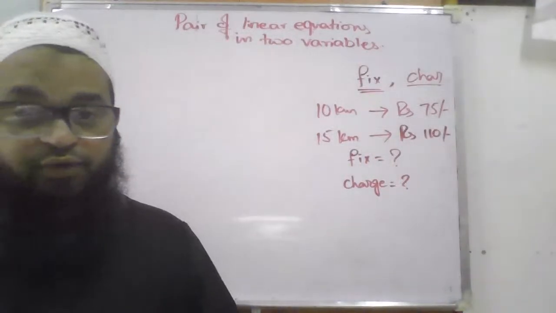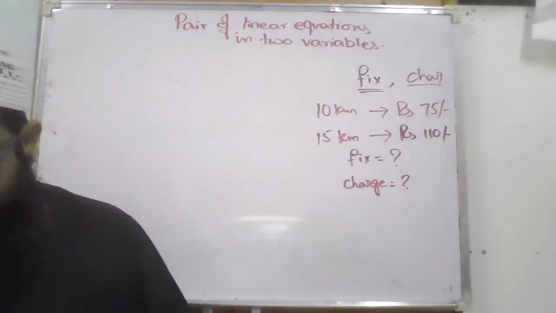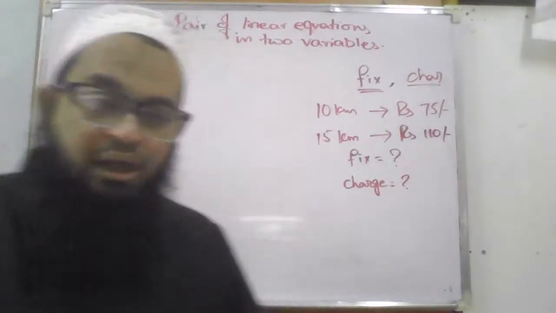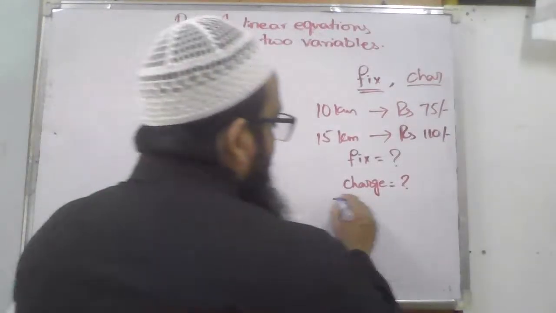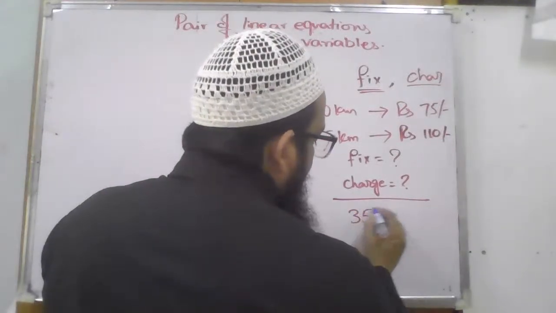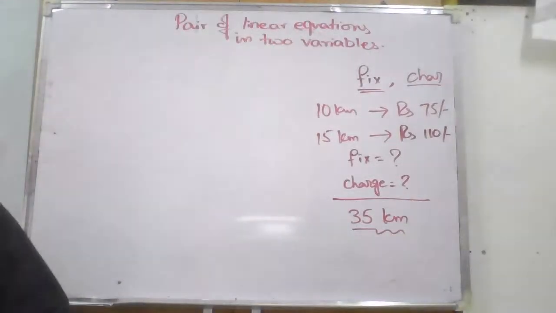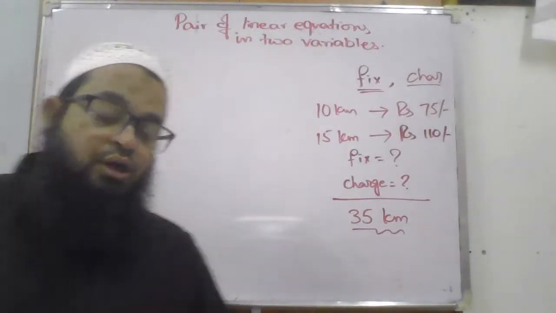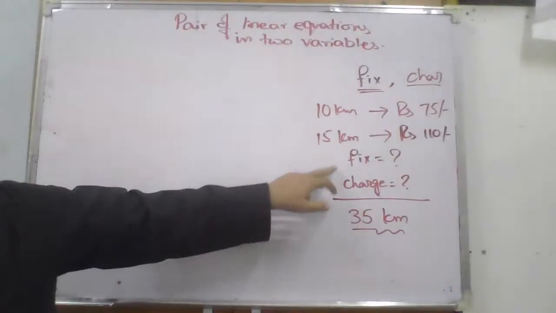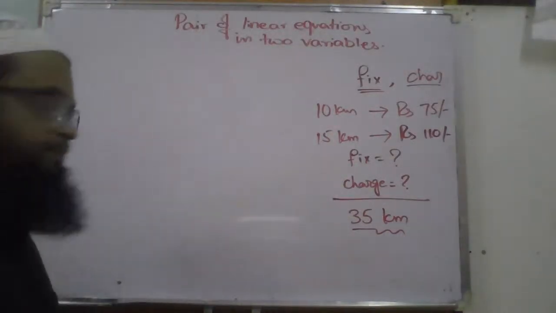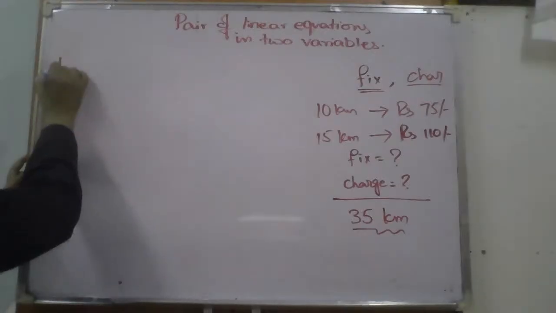So let us find out fixed charges and the charges per kilometer. Hence, find the charge of covering distance for 35 kilometers. That means once you find this, what will be the cost of traveling 35 kilometers? So this is what he has asked. Since you have to find two quantities, start from it.